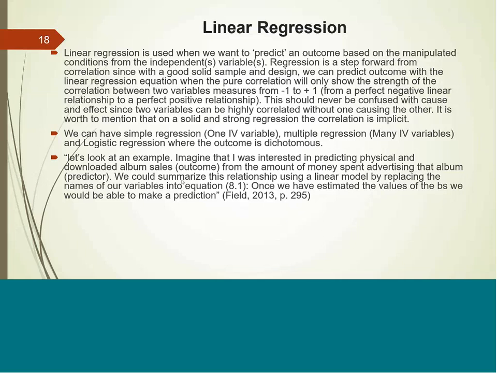And it is worth mentioning that on a solid and strong regression, the correlation is implicit. That's why when my students come and say, I want to do a correlation, I always explore if linear regression is possible. We can have simple regressions, just one independent variable, multiple regressions with many independent variables, and logistic regression, when the outcome is dichotomous, is sick or is not sick, based on a bunch of independent variables, or yes or no.